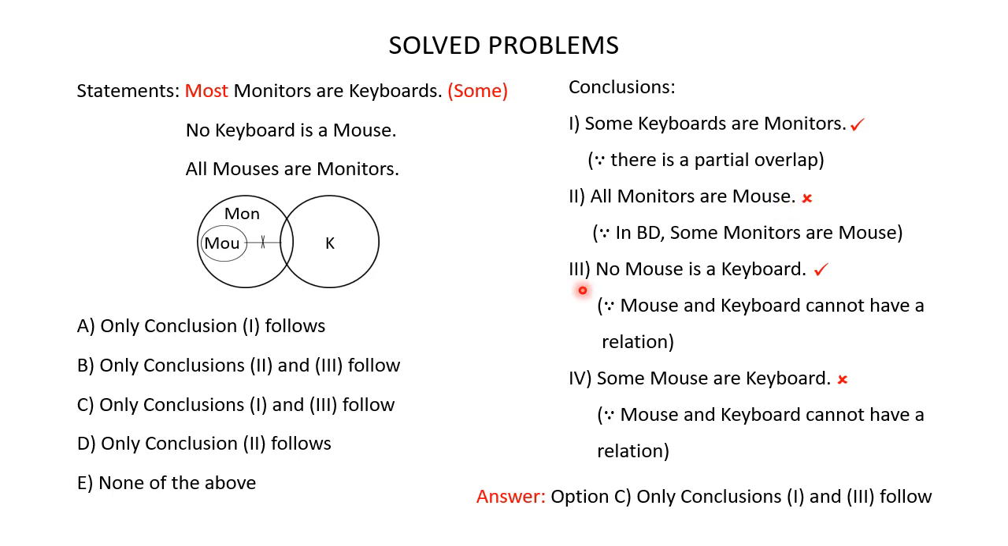Conclusion 3. No mouse is a keyboard. So you have mouse here and keyboard here. Clearly you can see here that there's a restriction between mouse and keyboard. So mouse cannot have any relation with keyboards. So the conclusion no mouse is a keyboard is correct. Conclusion 3 follows.